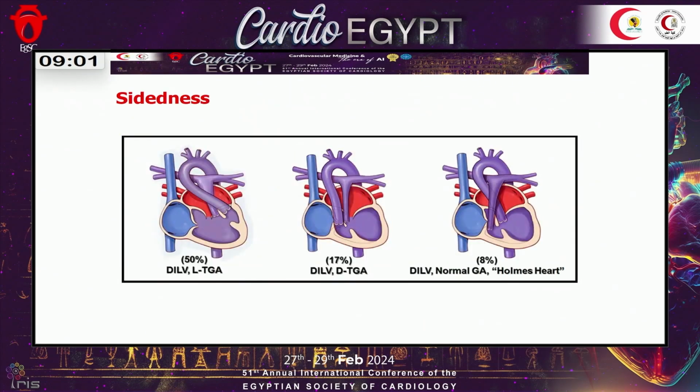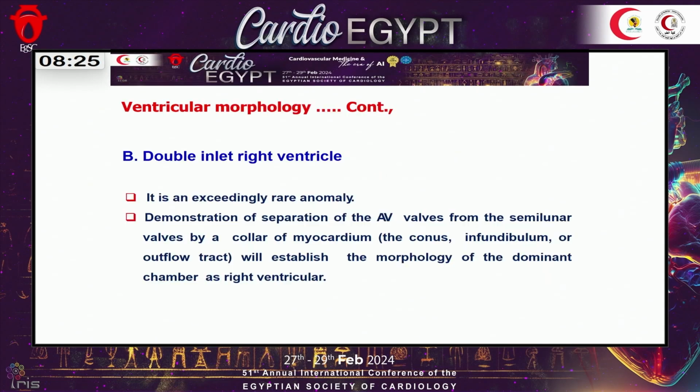The commonest type is the double inlet left ventricle with LTGA, where the rudimentary chamber is located anterior and to the left, and the aorta arises from this rudimentary chamber. The second most common type is the double inlet left ventricle with DTGA. The rudimentary chamber is located to the right where the aorta arises, and the rarest type has normally related great arteries, which is called Holmes heart.